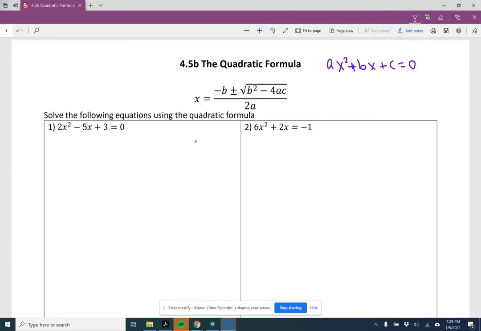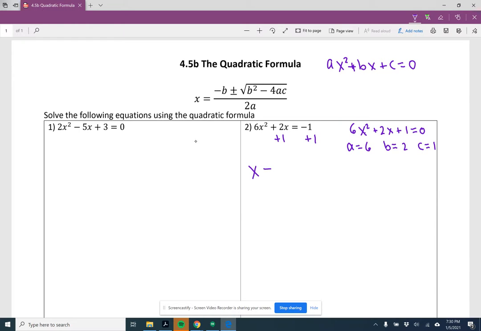So first thing we have to do with number 2, we have to get a 0. So we're going to add a 1 to both sides to 0 out that right-hand side. So we get 6x squared plus 2x plus 1 equals 0. We're going to identify our values of a, b, and c, and then we're going to plug them into the quadratic formula.